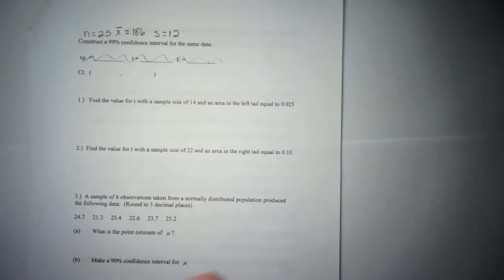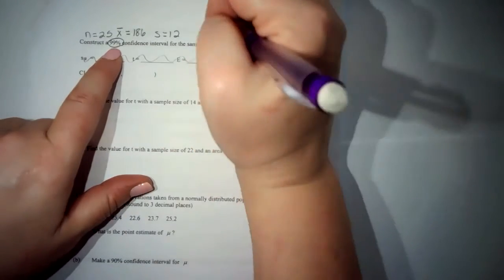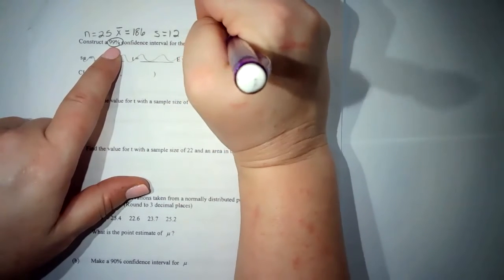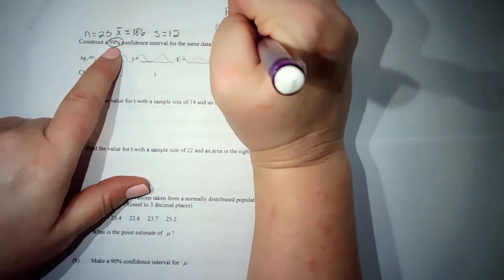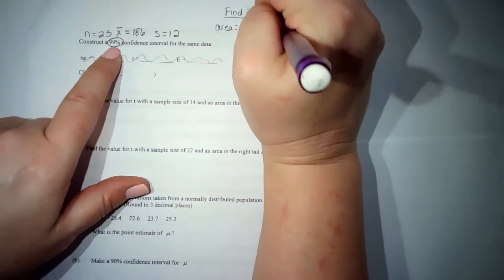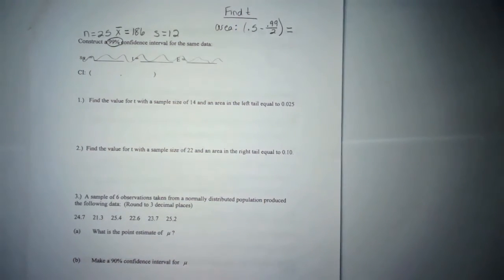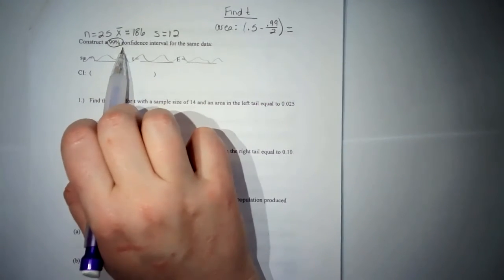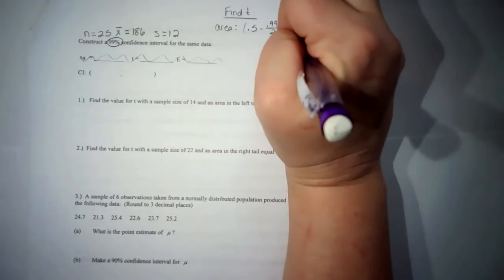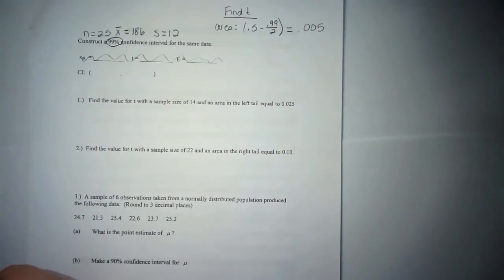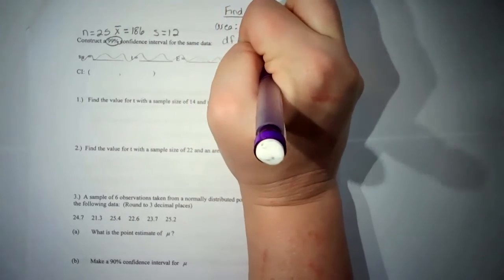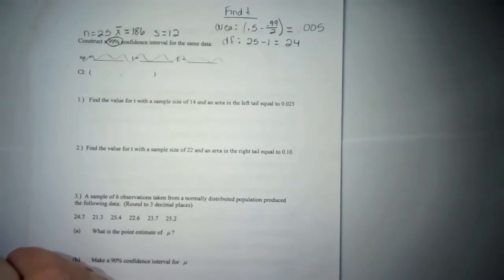All right, so we want a 99% confidence interval. That means that first we need to find T. Okay, so we're going to find our area, which is going to be 0.5 minus 0.99 over 2. That's going to give us the area at the top of our T chart. Everybody agree with that? The only thing I changed was this. The 0.99 went up there. This gives me an area of 0.005. Little teeny tiny area. Okay, my degrees of freedom aren't going to change. It's going to be 25 minus 1, which is 24.